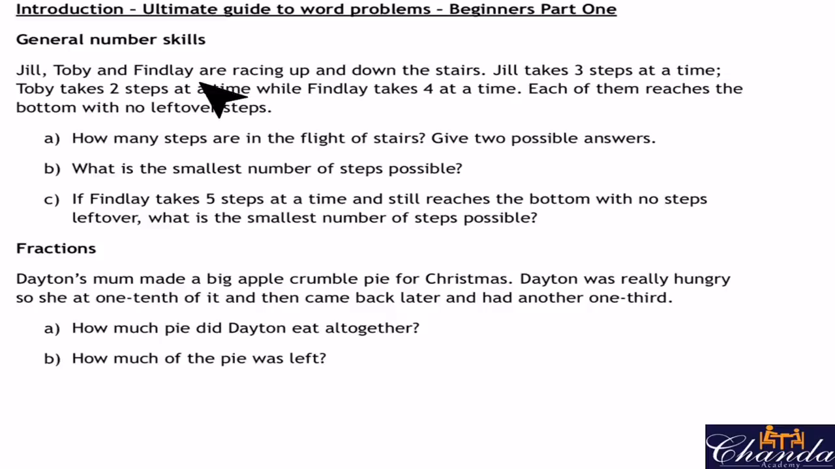We have Jill, Toby and Finley racing up and down the stairs. Jill takes 3 steps at a time, Toby takes 2 steps at a time, while Finley takes 4 steps at a time. Each of them reaches the bottom with no leftover steps. How many steps are there in the flight of stairs? What is the smallest number of steps possible? And then finally, if Finley takes 5 steps at a time and still reaches the bottom with no steps left over, what is the smallest number of steps possible? You may have already seen this, or you may not have, but this is simply us using the concept of lowest common multiples, and I will show you exactly how to employ this.